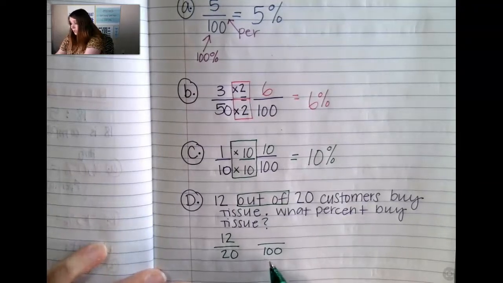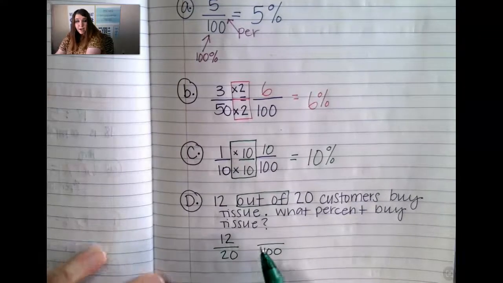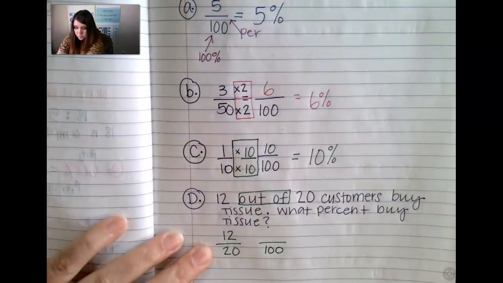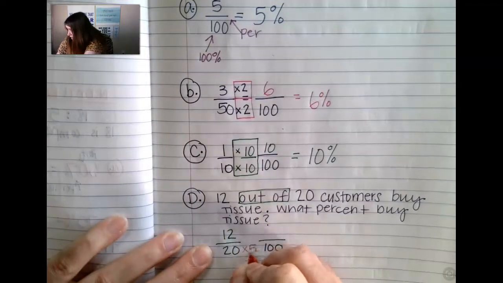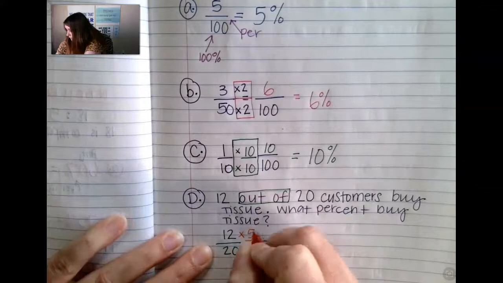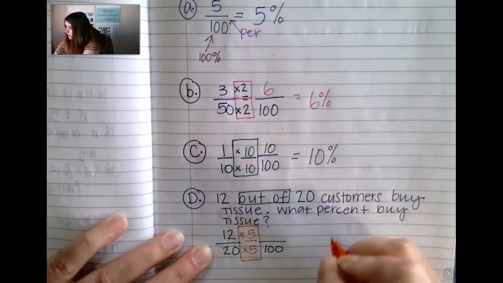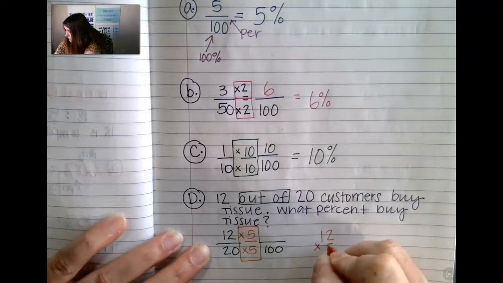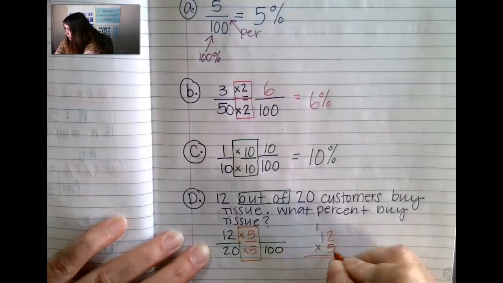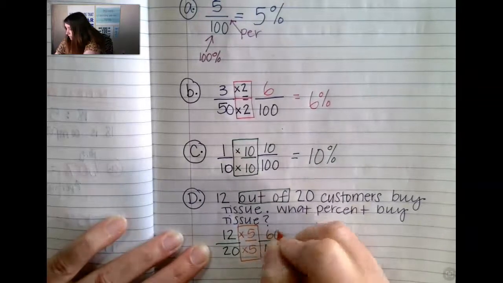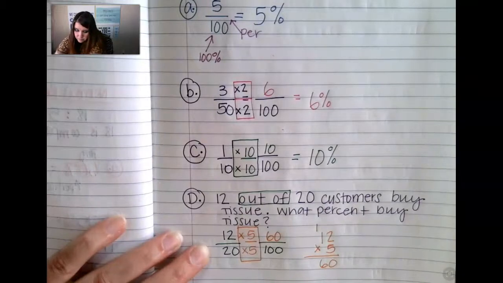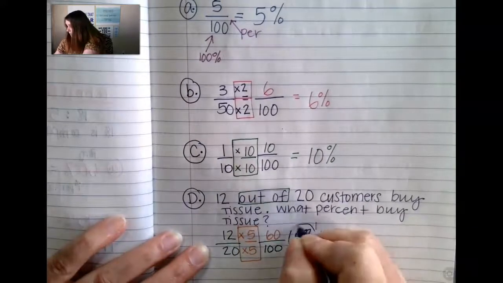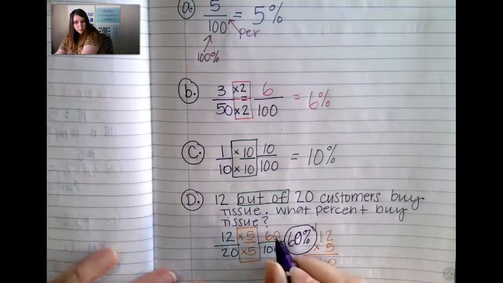Well, I know that 100 divided by 20 is 5, right? So 20, 40, 60, 80, 100. So my multiplier was times 5. So if I do 12 times 5, so I have 5 over 5, I can figure out what percentage goes right here. So 12 times 5, that's 10, carry the 1, 5 times 1, so 60. That means that 60% are buying Kleenex, because 60 out of 100, the number on top, is our percent.